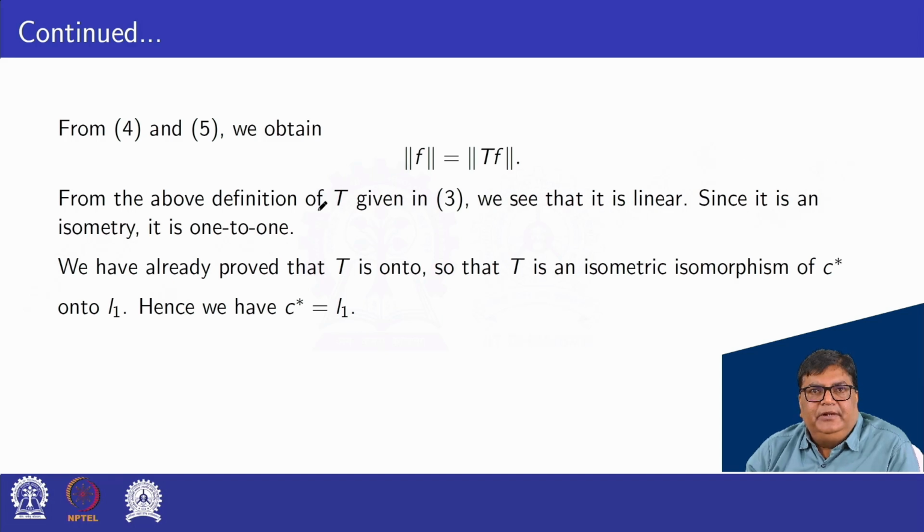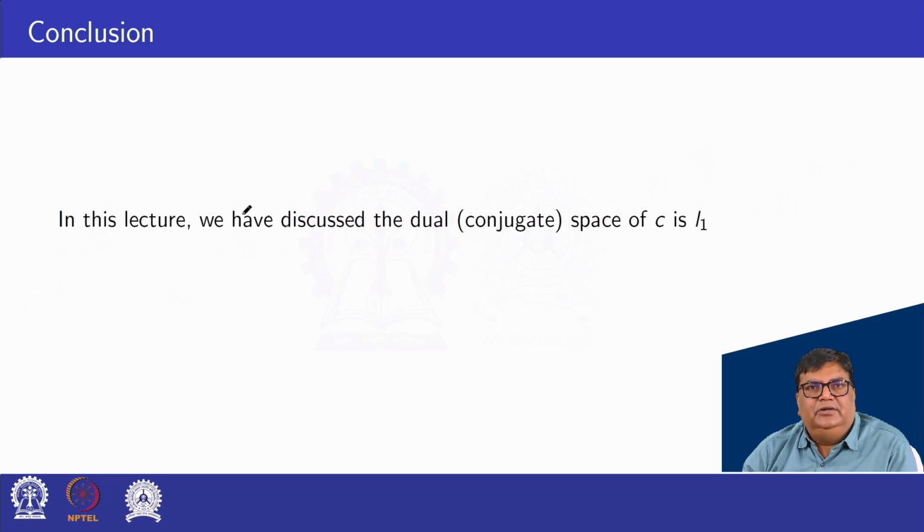From the above definition of T given in equation 3, we see that it is linear. Since it is an isometry, it is one-to-one. We have already proved that T is onto, so T is an isometric isomorphism of c star onto L1. Hence we have c star equal to L1. In this lecture, we have discussed that the dual space of c is L1.